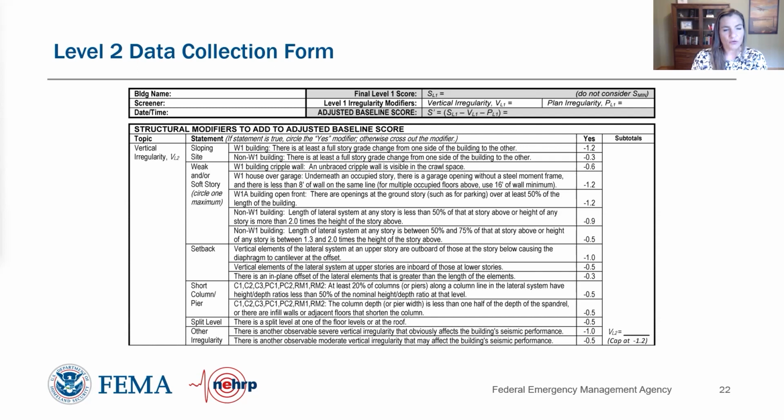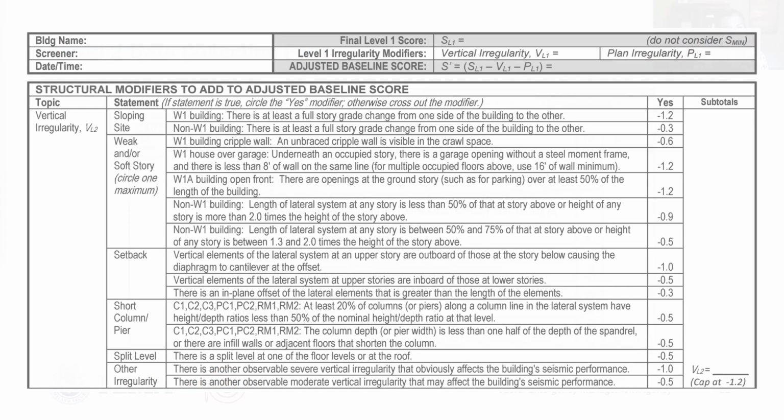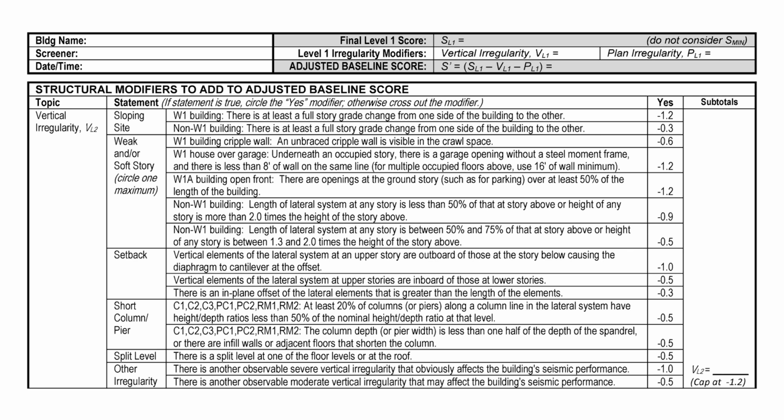So when we're calculating the level 2 score, we start by transferring the score from level 1. We use that as the baseline. We get rid of some of the modifiers that we applied in level 1, and then we have a new score, and then we apply level 2 modifiers to it to come up to an adjusted level 2 score.